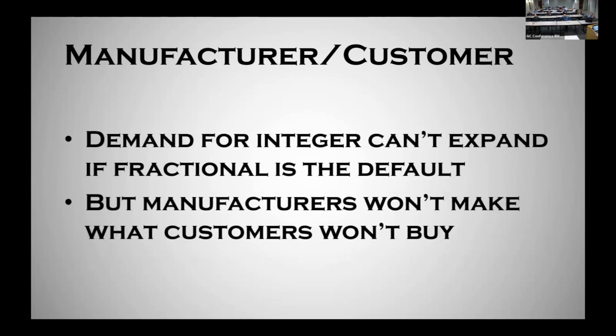It seems to me that the demand for production equipment in integer can't expand if everything is made fractional, but the manufacturers don't want to make things that only do integer, obviously, because there's a whole lot of people who wouldn't buy them because they can't use them today. So it's a little bit of a vicious circle.